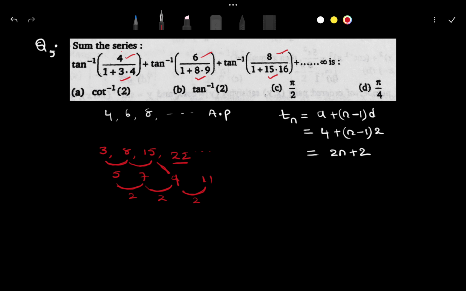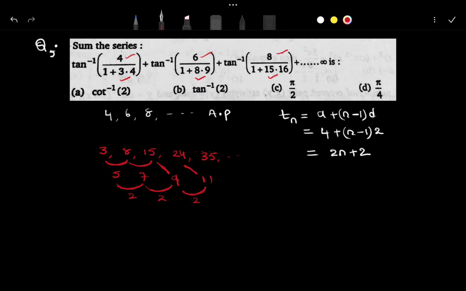That value will be equal to 24. Next, by adding these two, we will get the next number. 24 plus 11 is equal to what? 35. So the next number will be 35.